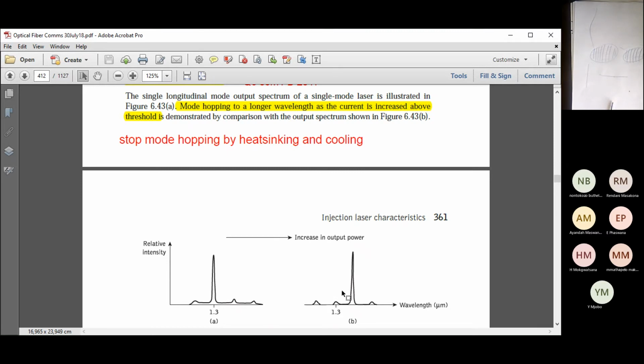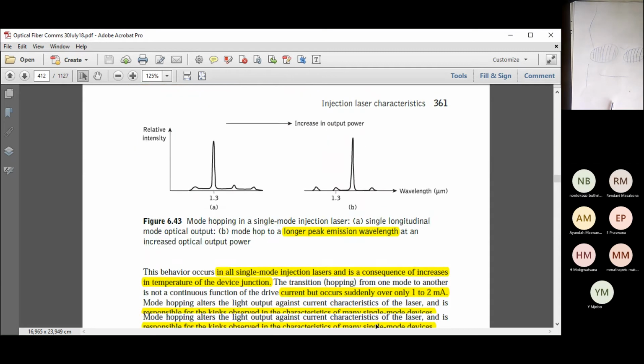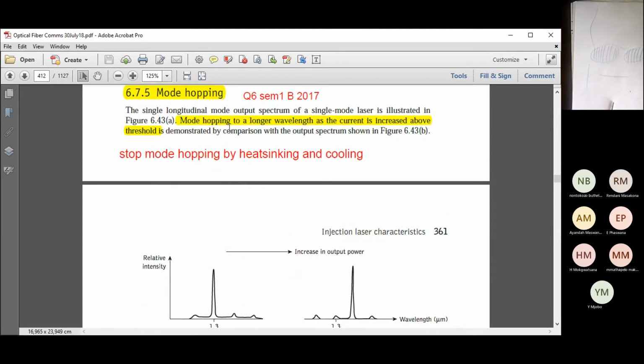How can we stop it? I said we can stop it by putting a proper heat sink on and a cooling fan. You keep the laser cool, then this won't happen. But if you don't have a heat sink and you don't control the heat, this will happen. Alright, mode hopping. Remember, you must know this one.